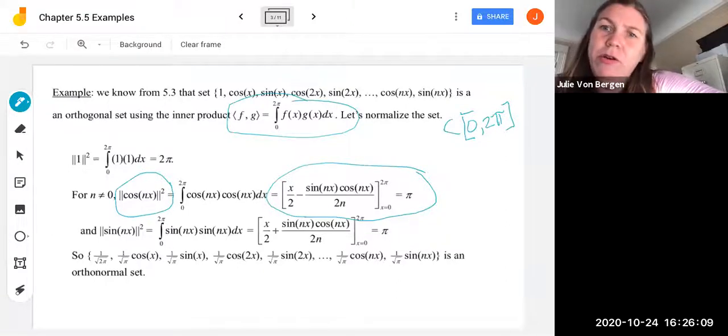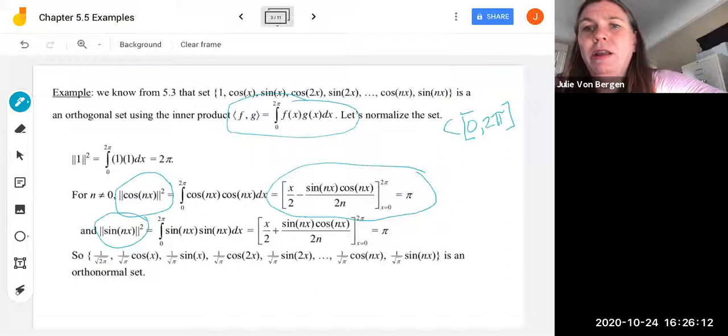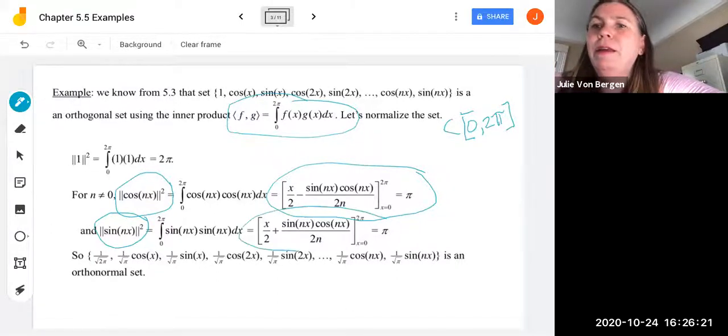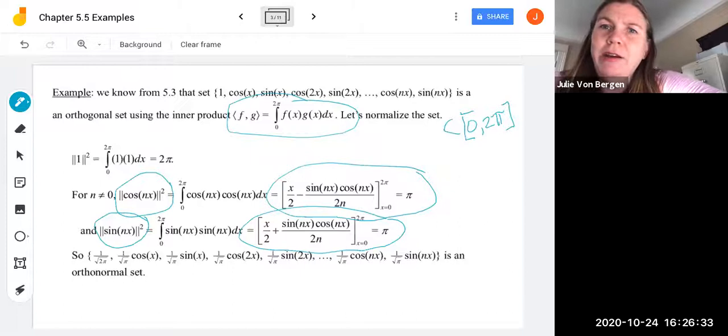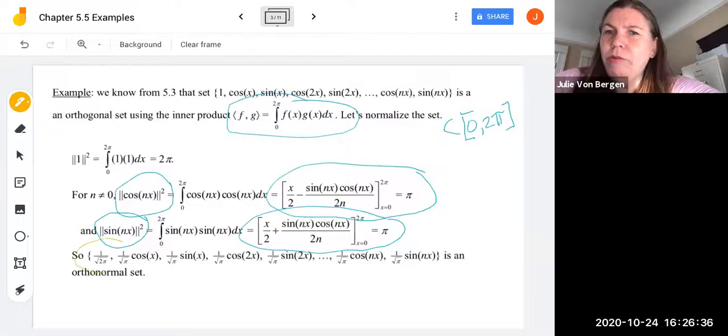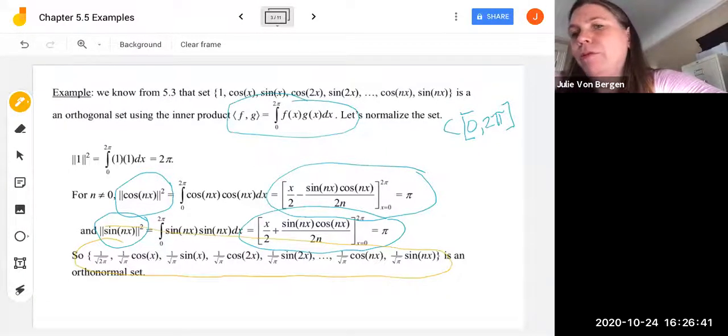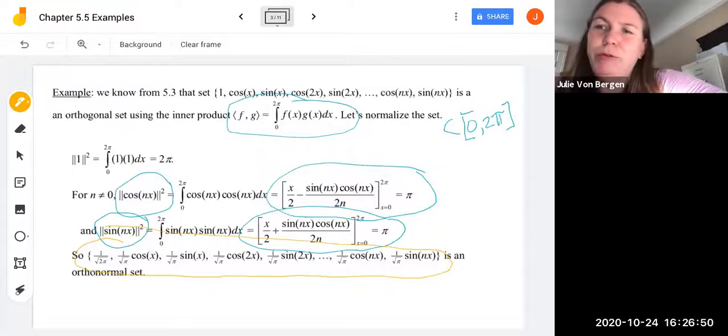And then the norm of sine nx squared is going to be the integral from 0 to 2 pi of sine nx multiplied by sine nx, all integrated with respect to x. And so that's going to be x over 2 plus sine nx multiplied by cosine nx over 2n. And when we evaluate that from 0 to 2 pi, that's also pi. So our orthonormal set here is 1 over root 2 pi, 1 over root pi cosine x, 1 over root pi sine x, 1 over root pi cosine 2x, and so on, till we end with 1 over root pi cosine nx and 1 over root pi sine nx.